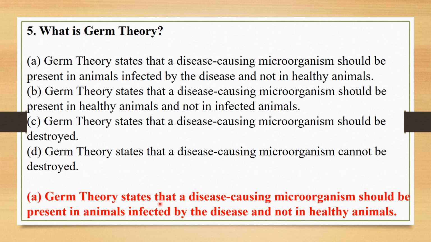Germ theory states that a disease-causing microorganism should be present in animals infected by the disease and not in the healthy animals. The organism that is responsible for the disease must be present in the infected organism, and it is not found in the healthy organism. There is a strong link between the infection and the microorganism.